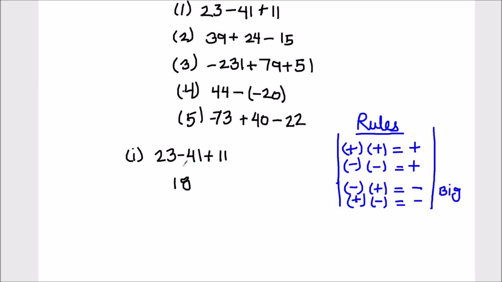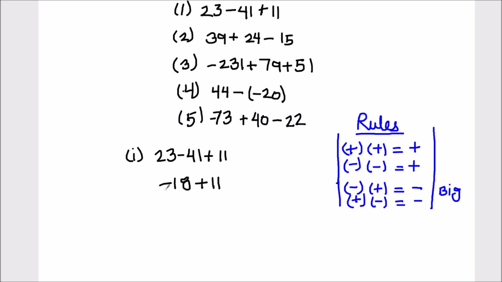Here if we ignore the sign, we'll only see the numerical value. 23 is smaller than 41. So the bigger number is 41. So the sign will be of the bigger number, which is negative. So negative 18 plus 11. We are done with these two numbers. Now we'll move to the next number, plus 11.